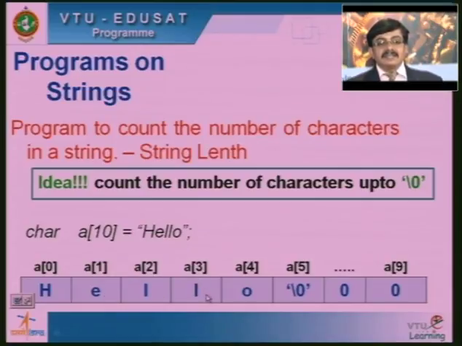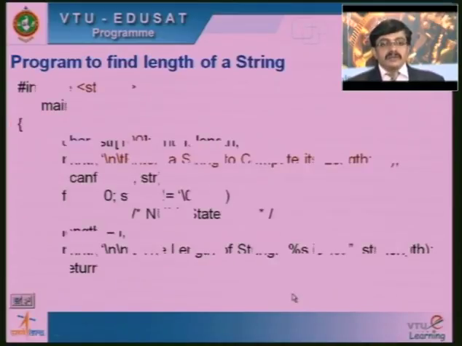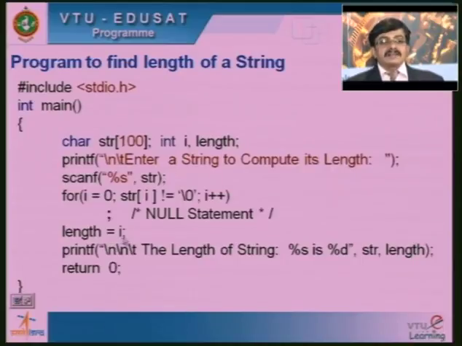When I is 3, it is L. When I is 4, it is O. When I is 5, it is a null character, so we come out of the loop. When we come out of the loop, we assign the value of I into a variable called length. Now we will print the length of the string.